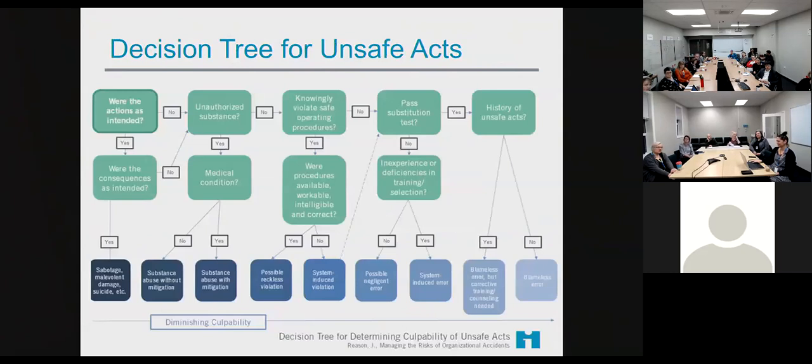So this is a decision tree that they offer you, and it's about whether it is a violation or an incident, like an accident. We call them events, adverse events here at the hospital.